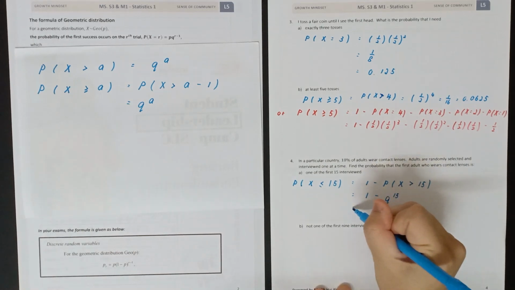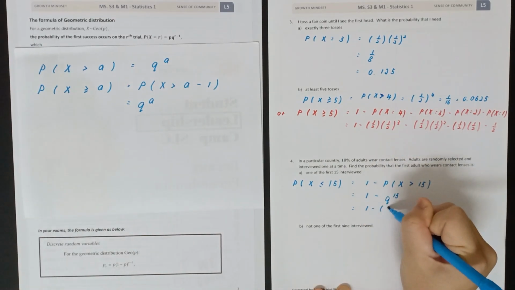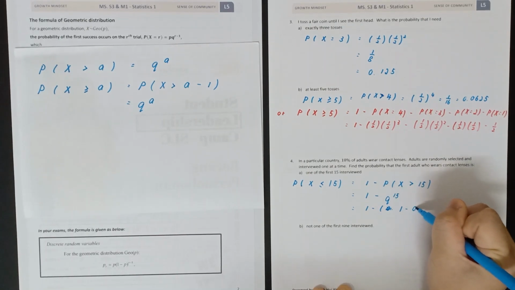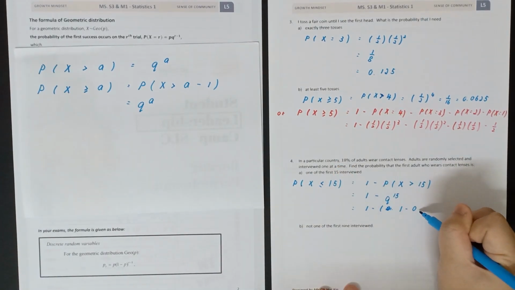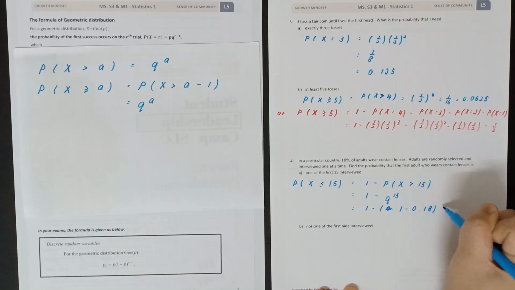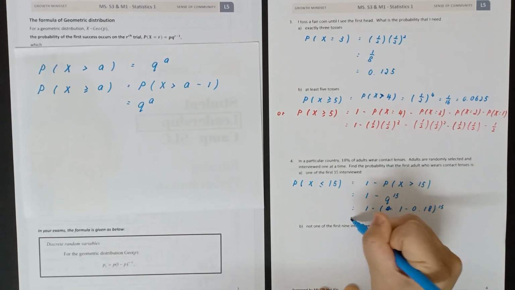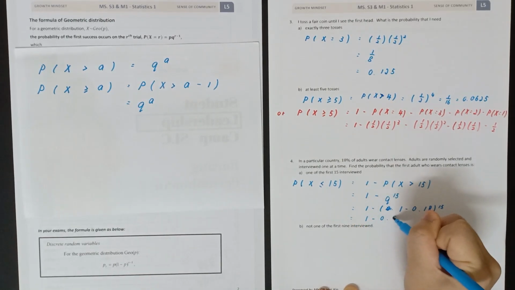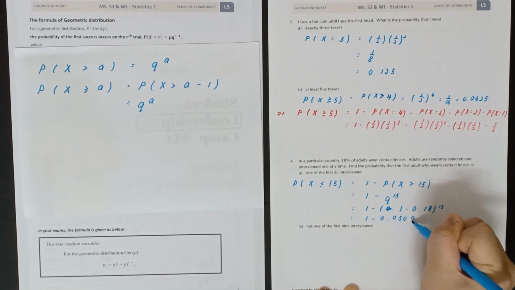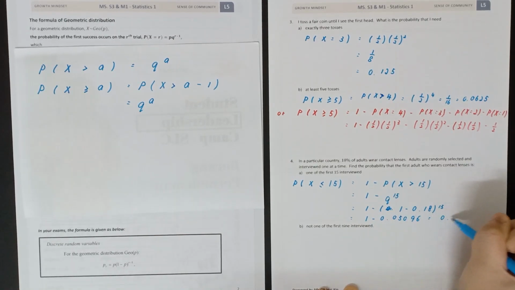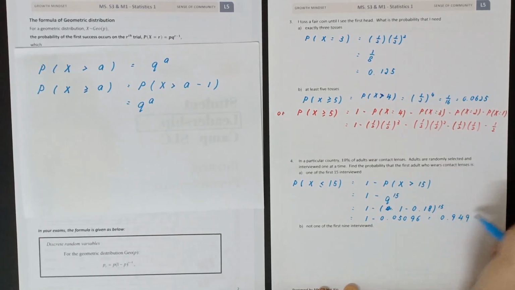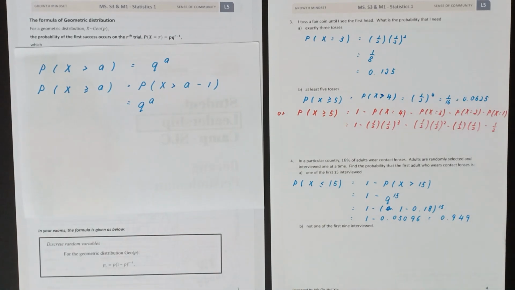So it equals 1 minus, sorry, I will write it like this. 1 minus, where your success probability is 0.18, so the failure probability is 0.82, to the power of 15. So 1 minus 0.050696 equals 0.949. Okay, alright. Now part B: not one of the first 9 interviews.